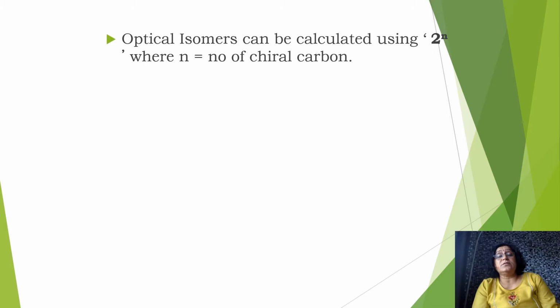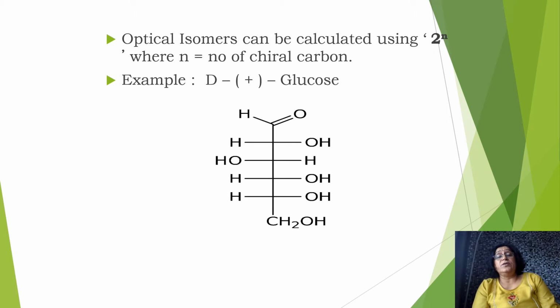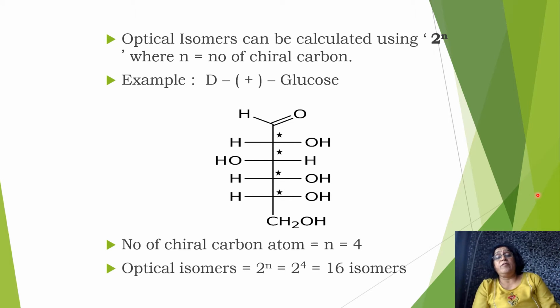So optical isomers can be calculated using a formula. The number of optical isomers is equal to 2 to the power of n, where n is the number of chiral carbon atoms. So let's say if we have to calculate the optical isomers for D plus glucose, then we have to check how many chiral carbons are present in it. So let's see here. Here we see 4 chiral carbons. That means the number of optical isomers would be 2 to the power of 4, which is equal to 16. So it forms 16 isomers.